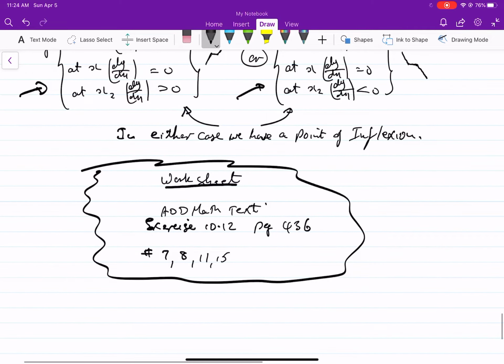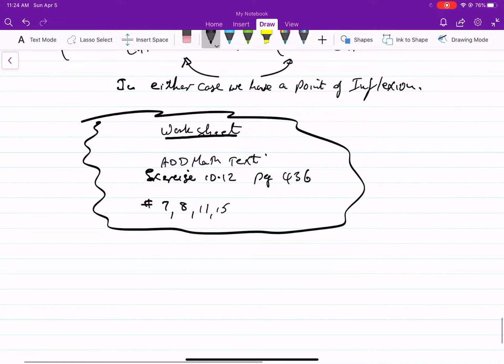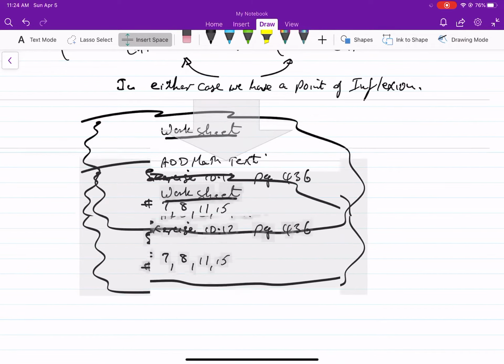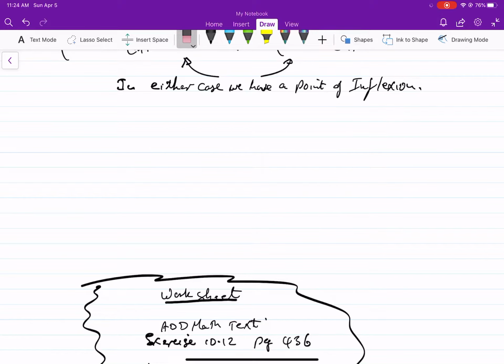So we're going to check. We're going to go back to that same problem, summarize the information that we need, and we're going to determine the nature of the stationary point.